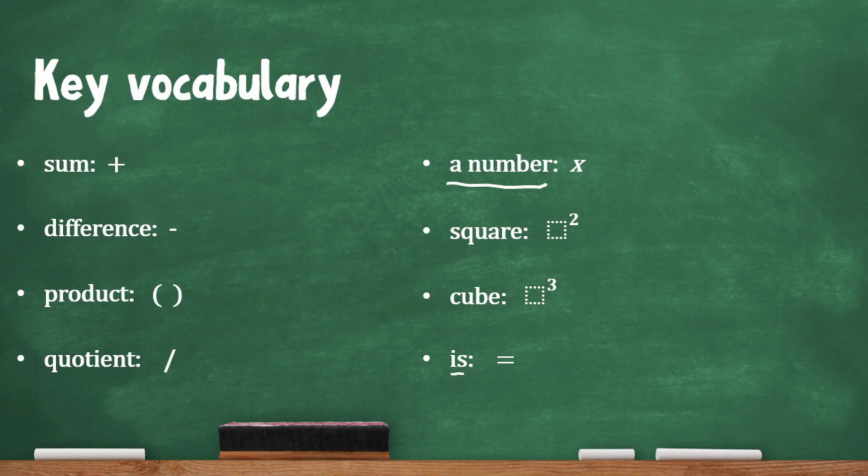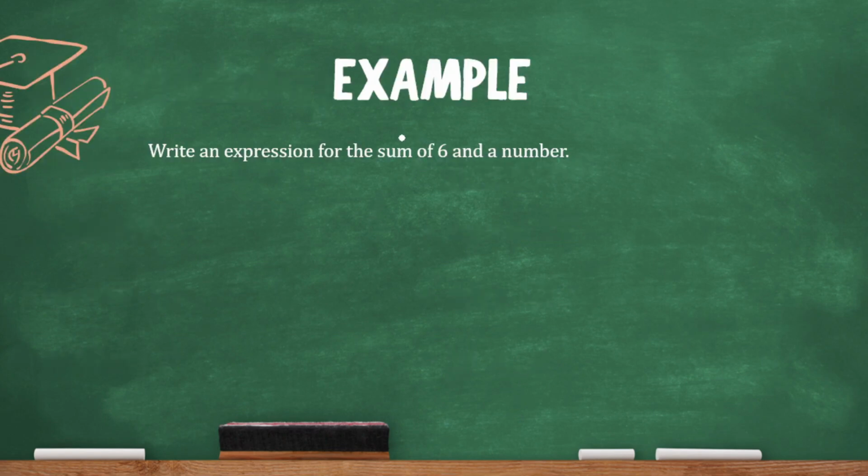So let's look at a quick example. Write an expression for the sum of 6 and a number. So the sum means adding. So we're going to add the two things that they say next. So we have 6 and a number. Here we're going to represent that with X or Y or P, whatever. So the sum of 6 and a number would be 6 plus X. Let's look at more questions like this, and we'll see some word problems toward the end.